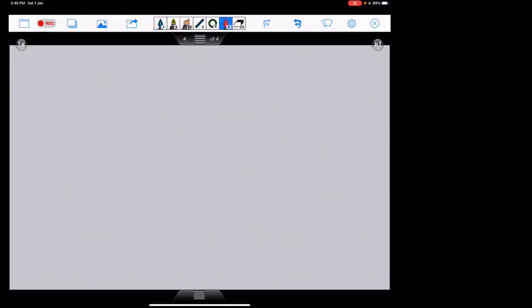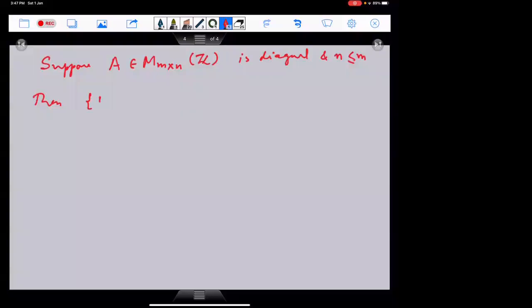Okay. Suppose this A, which is m by n with integer coefficients, is diagonal and n is less than or equal to m. Once it is diagonal, I can assume that n is less than or equal to m. Is that fine? There can be zero columns. Zero rows can be ignored. Okay. Then uj equal to dj times wj is a basis.